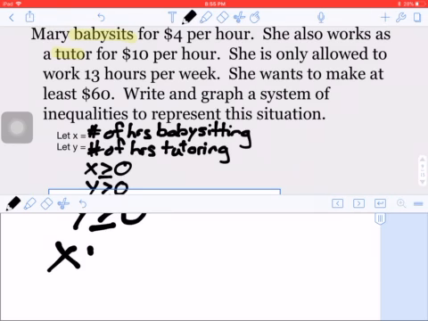And then we also know that she can only work 13 hours per week. So X plus Y can be no more than 13 hours. She can work up to 13 hours. She can work less than 13 hours, but she can't work more than 13 hours.